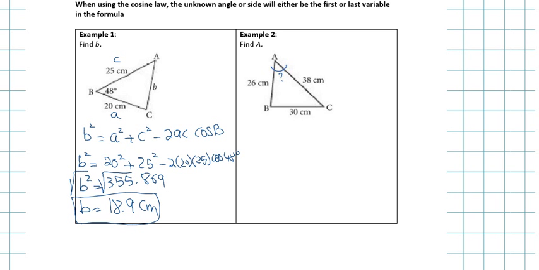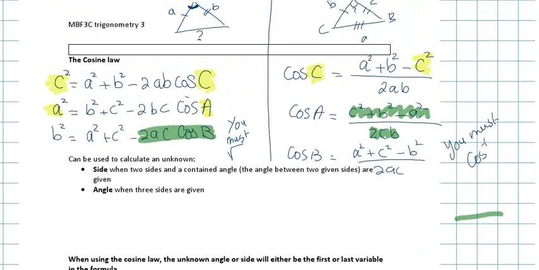All right. Now the second situation that I have, what is given to me? All three sides. And they're asking me to find angle A. So in this case, I have to use the second set of formulas, because this is the case where I have all three sides and I'm looking for an angle. Because I'm looking for angle A, I'm going to use the cos A formula, okay?